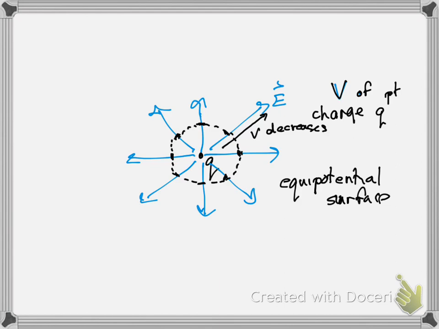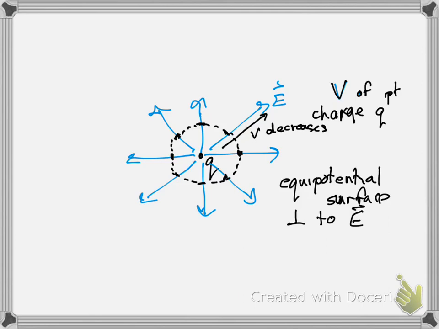So perpendicular to field lines, that was the punchline here, perpendicular to field lines. The equipotential surface, the surface over which the potential doesn't change, is perpendicular to field lines because potentials only change when you move along field lines. So what does that mean?